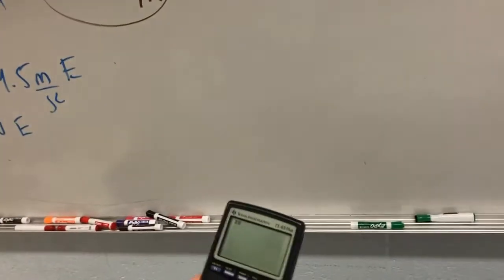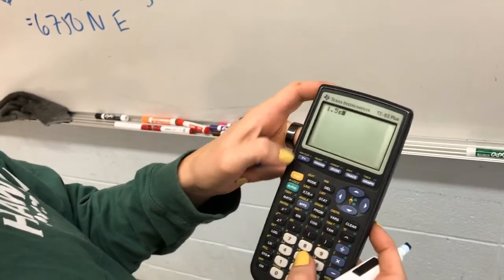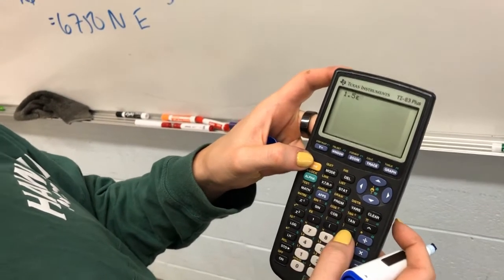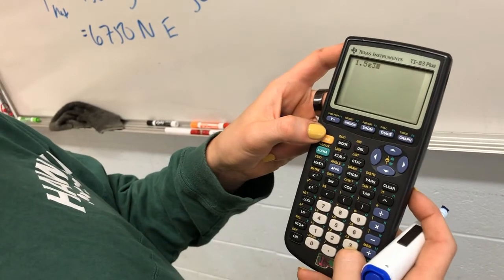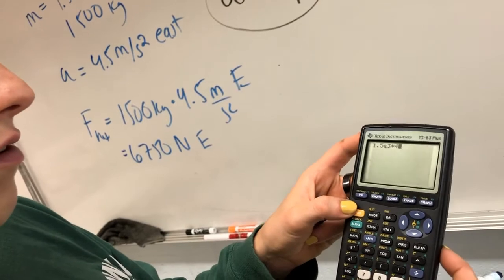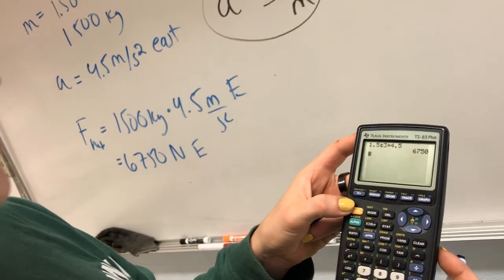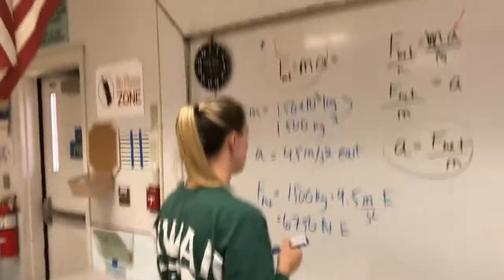I would say 1.5. Now I have an E button, so I push second and the E, and then 3. There it is. That's the exact same thing as 1.5 times 10 to the third. And I multiply it by 4.5. Boom, and I get the exact same number. East, that's my answer.